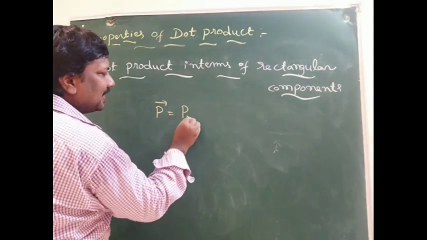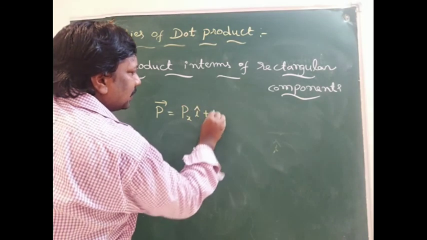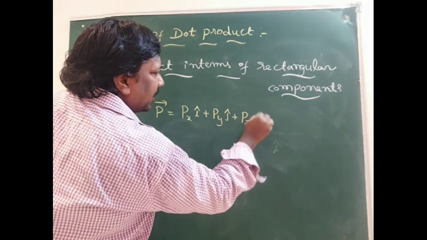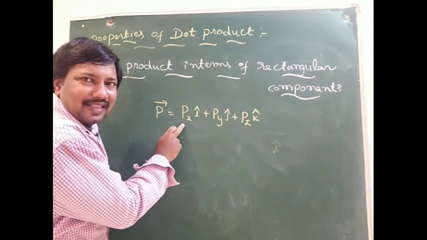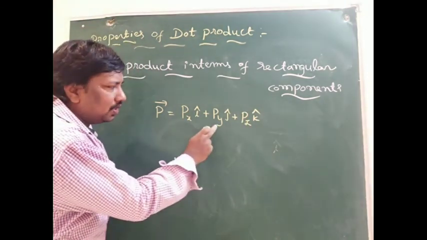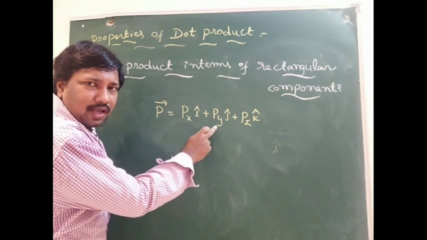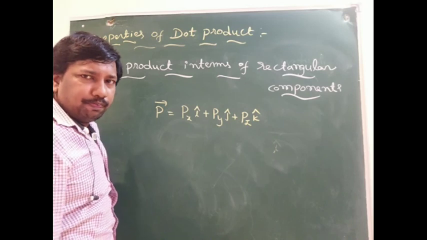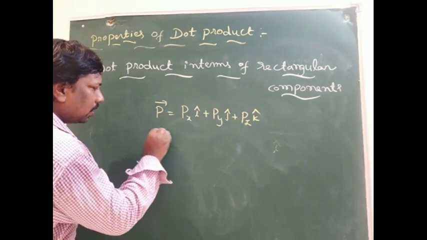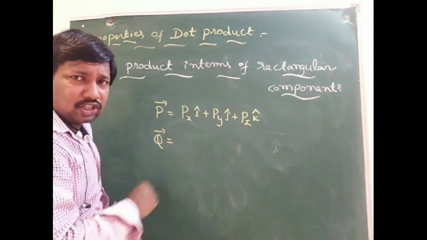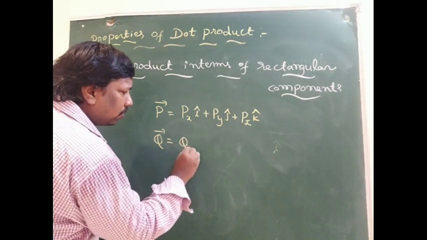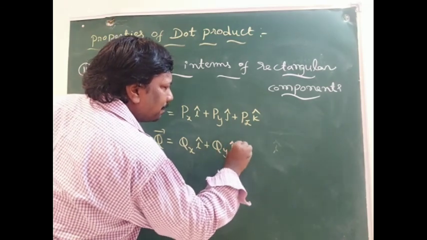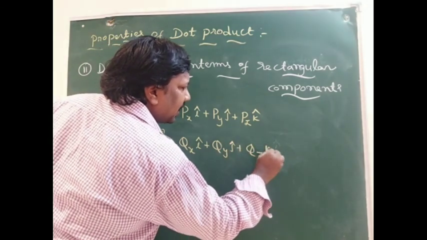So P bar equals Px i cap plus Py j cap plus Pz k cap. Here Px is the x component of P bar, Py is the y component of P bar, and Pz is the z component of P bar. Another vector also in three-dimensional space, that means Q bar equals Qx i cap plus Qy j cap plus Qz k cap.